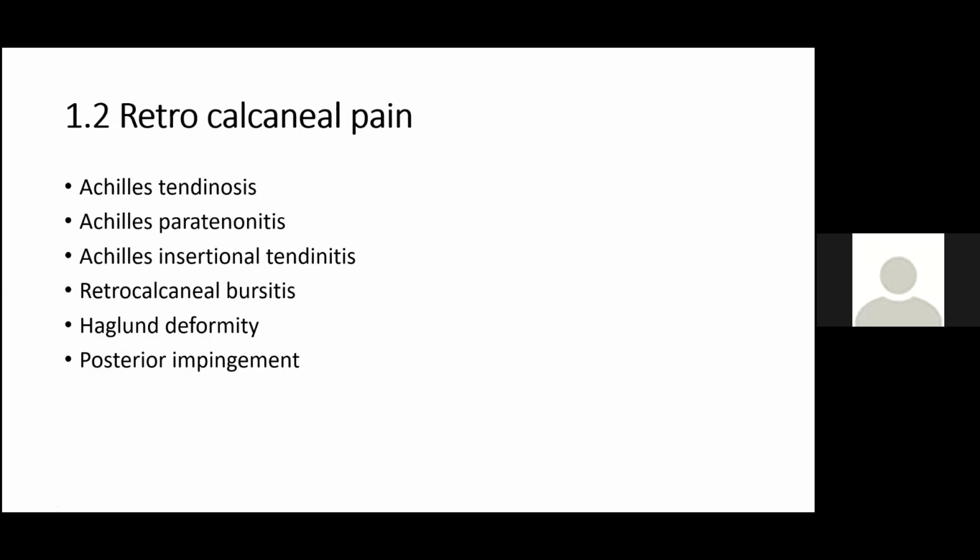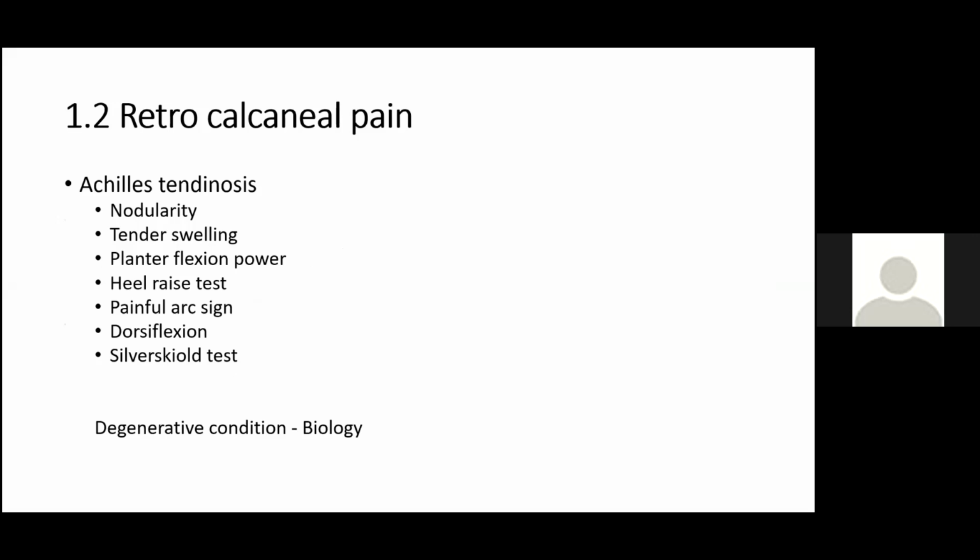The other topic will be retrocalcaneal pain. I would like to introduce these three topics. These may be repetition and don't take it as an insult because I'm just covering the topic. So there are three entities: Achilles tendinosis, Achilles paratendonitis, and Achilles insertional tendinitis. In addition to that, there can be retrocalcaneal bursitis, Haglund deformity, and posterior impingement. So how do these first three differ?